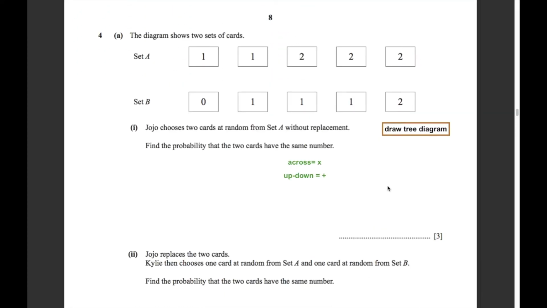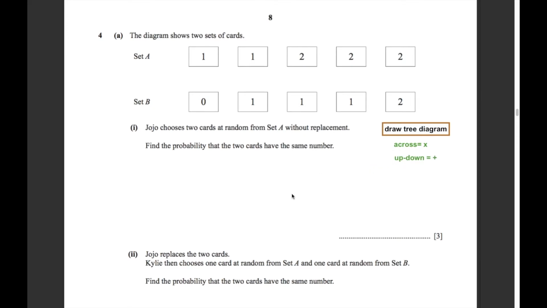Okay, so for question 4, the diagram shows 2 sets of cards. Set A has 2 1s and 3 2s, and set B has 1 0, 3 1s, and 1 2. Jojo chooses 2 cards at random from set A, without replacement, so she doesn't put it back. That means the total number of cards won't be the same. Find the probability that the 2 cards have the same number.